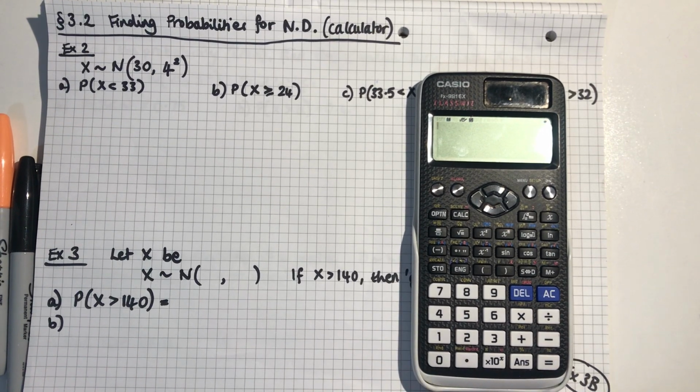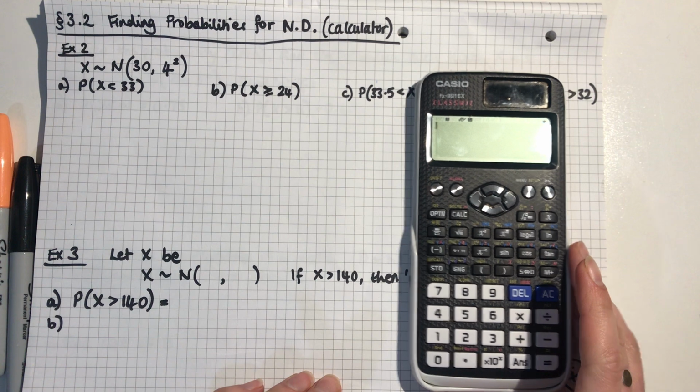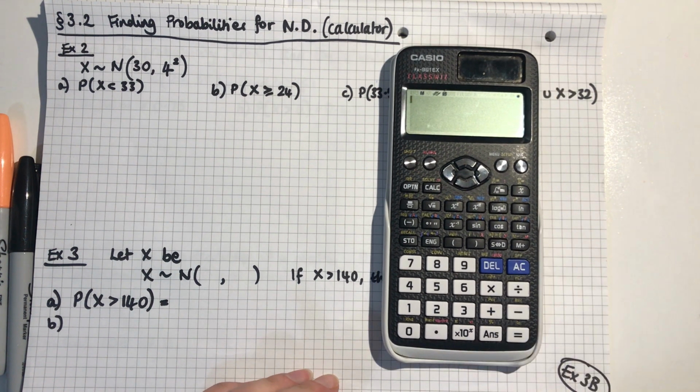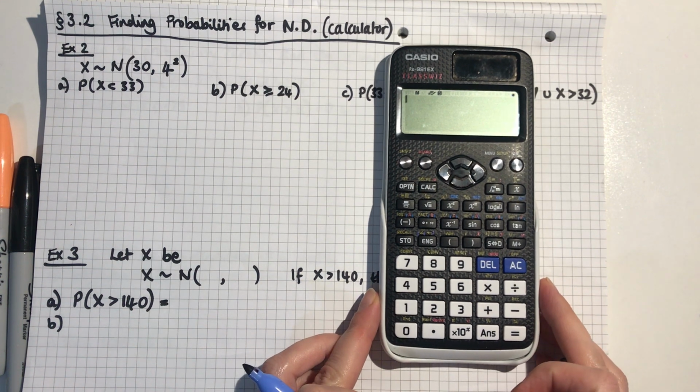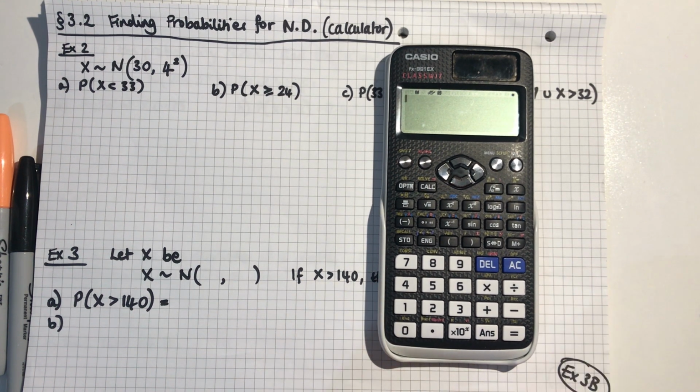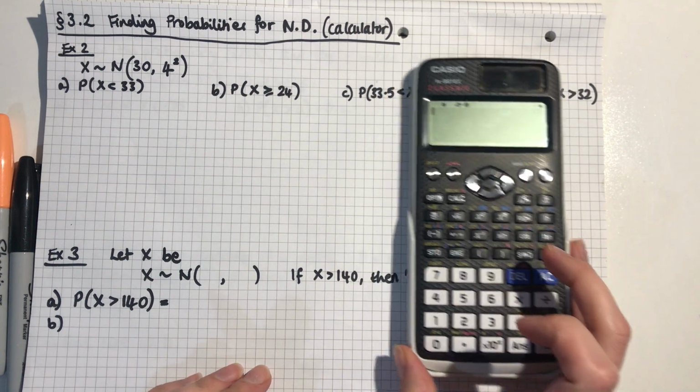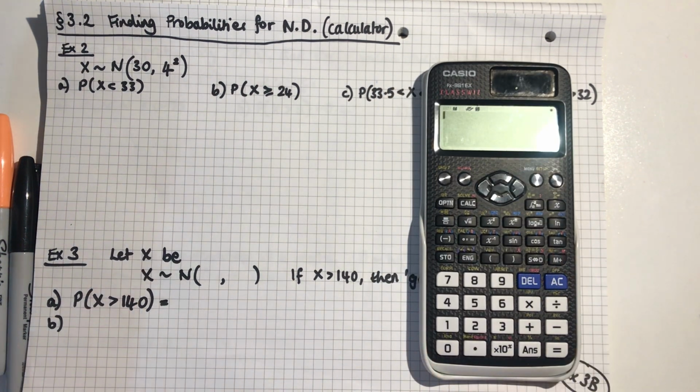So, second section, we're just going to have a look at how we can find different probabilities when we know we have a normal distribution. And to do this, we're going to use our Casio calculators. I've got the FX991EX here, and this is the one that all the Heybridge students should have. So it should be exactly the same for you as it is for me. Now, in order to show you how to do this, I'm going to use example 2.